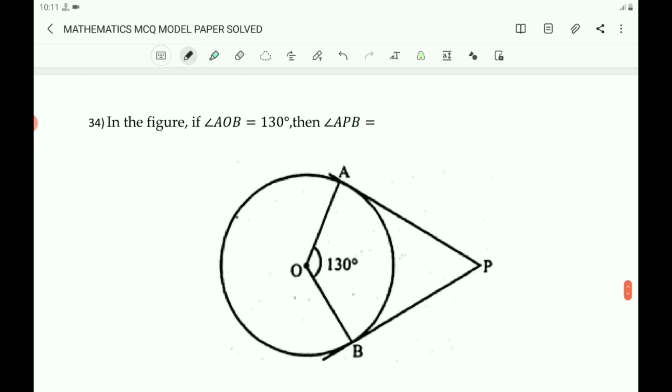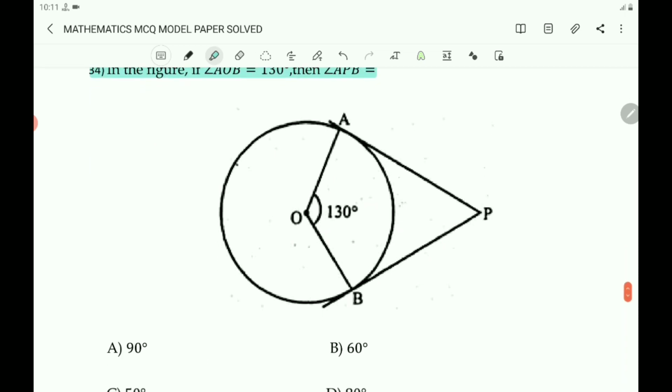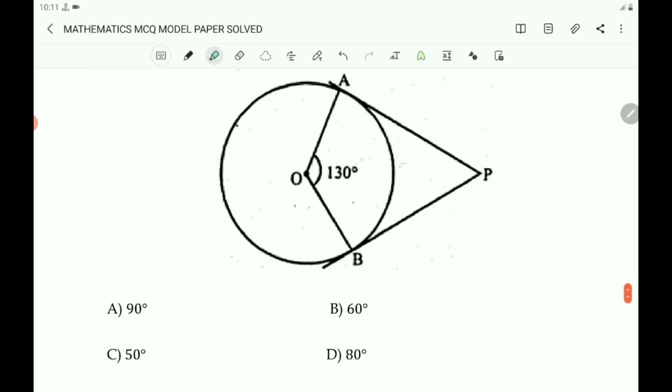Next you take the question number 34. In the figure, if angle AOB equals 130 degree, then angle APB. So this is the question already discussed. This type of questions are discussed. So here what is given here? This angle is given. To get this angle, what you have to do?